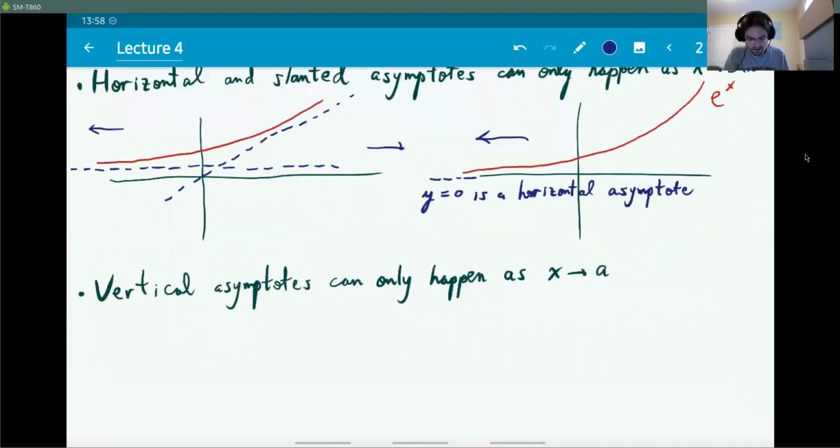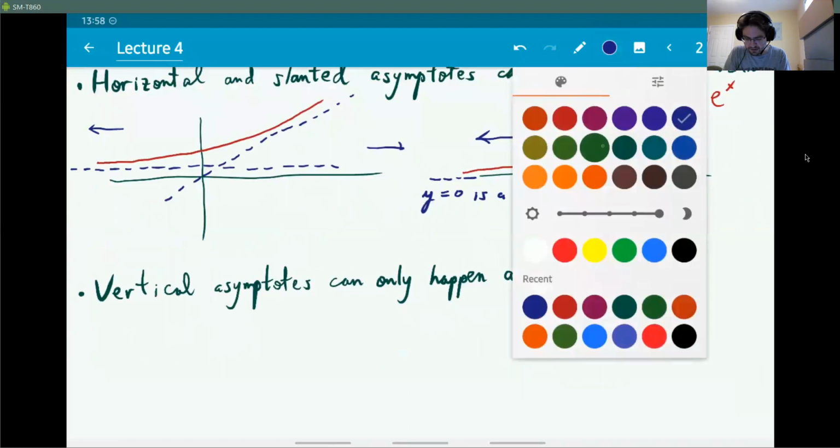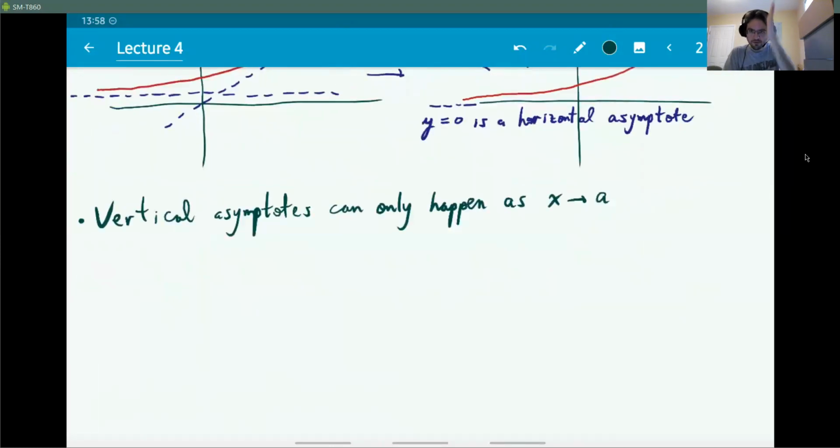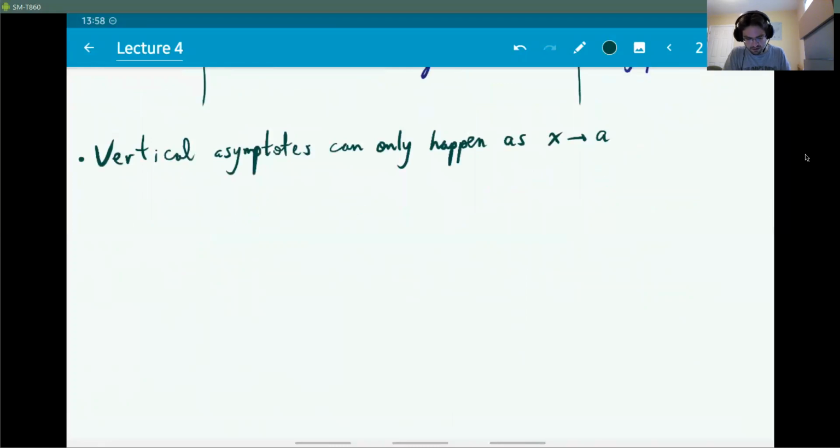And as you can see written in here, vertical asymptotes can only happen as x approaches a number a. Which makes sense. You cannot imagine a graph approaching a vertical line as x goes, for example, to plus infinity, because if you want to approach a vertical line, that means your graph is stopping there. So your x would not be going without bounds. So if you try to imagine examples of graphs with a vertical asymptote, it could be something like this, a graph that has a bounded domain, for example.